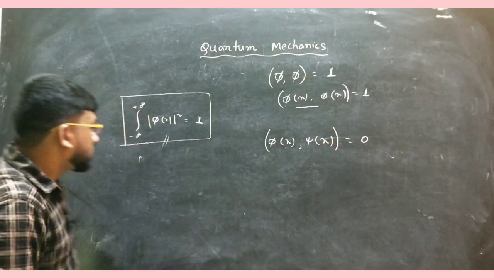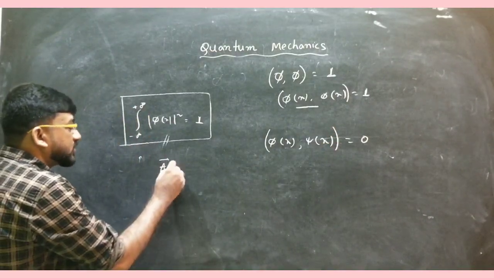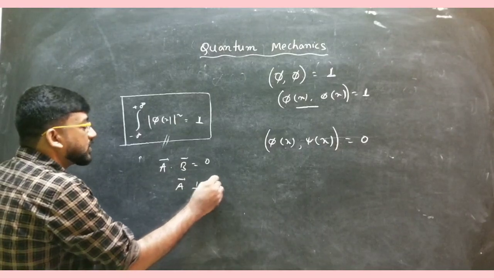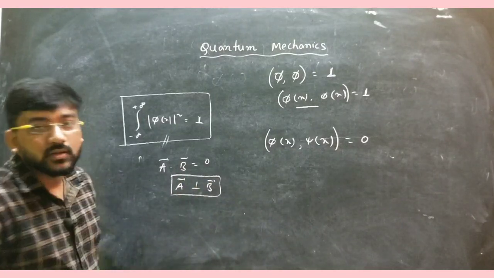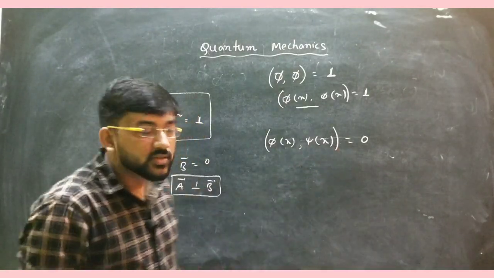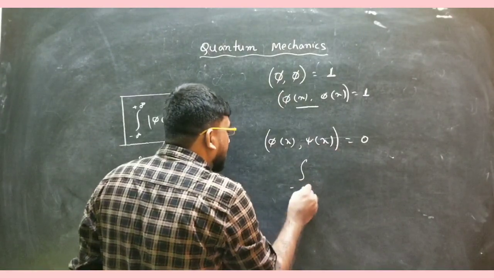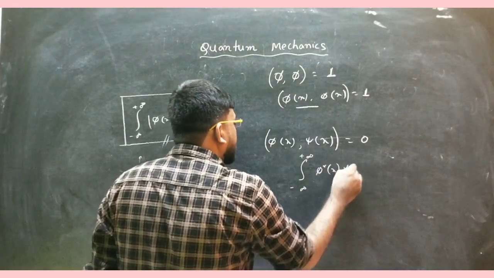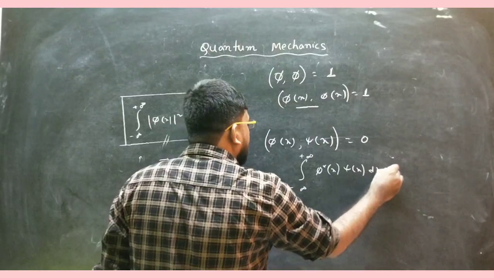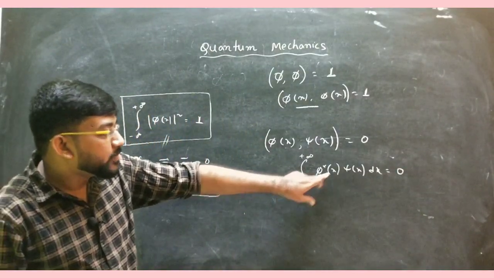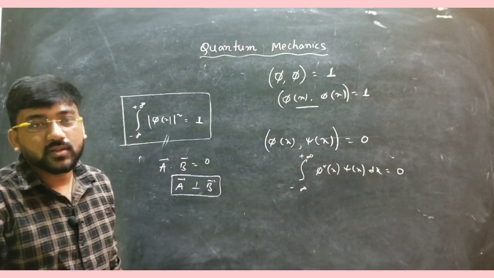As you know, in your 3-dimensional vector space also, if a dot b is equal to 0, you know a is perpendicular to b. That means a is orthogonal to b. Similarly, if you have the integral from minus infinity to plus infinity of phi star x with psi of x dx equal to 0, then phi of x and psi of x are orthogonal to each other.